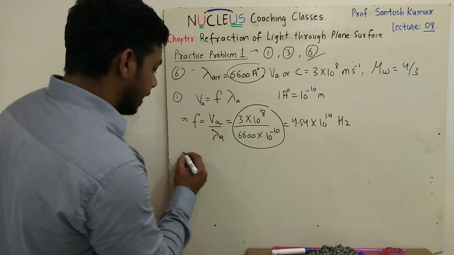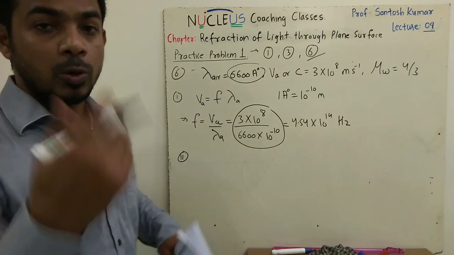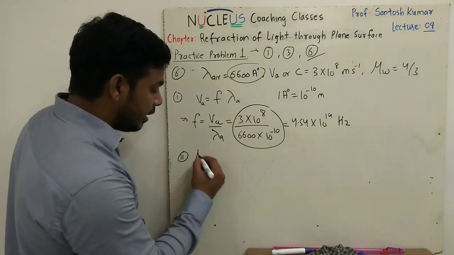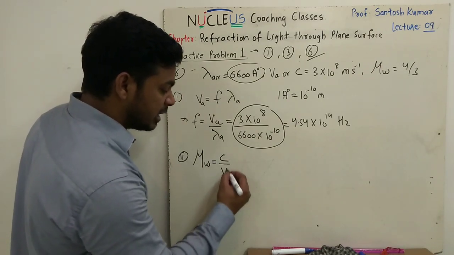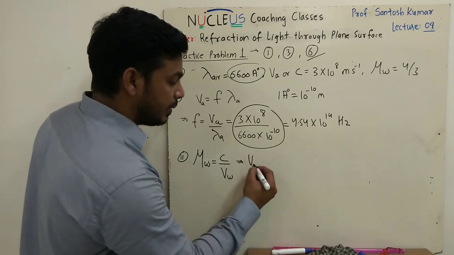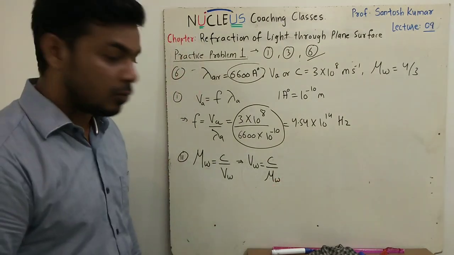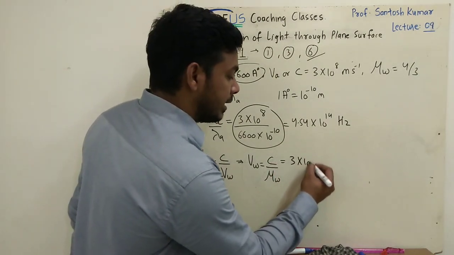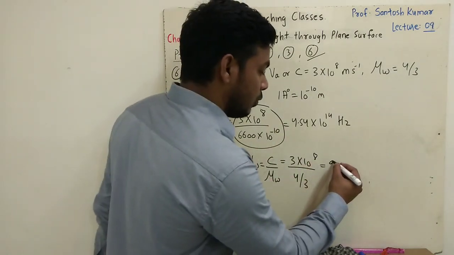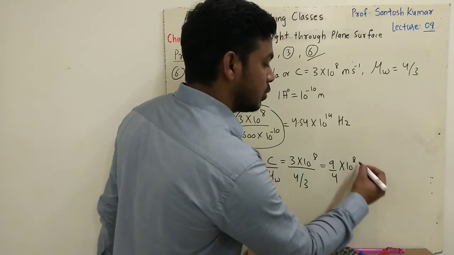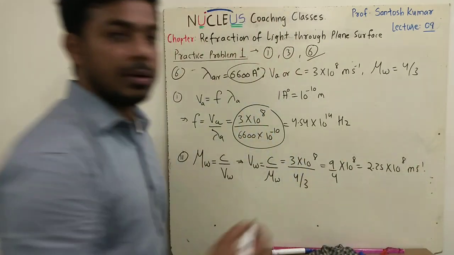If I go to the second point, what has been asked is to find the speed of light in water. So by using the formula, the refractive index of water can be written as the speed of light in vacuum upon the speed of light in water. So the speed of light in water can be written as the speed of light in vacuum upon the refractive index of water, which is equal to 3 into 10 raised to 8 meter per second divided by 4/3. Solving this value, you will get 9/4 into 10 raised to 8, which is equal to 2.25 into 10 raised to 8 meter per second.